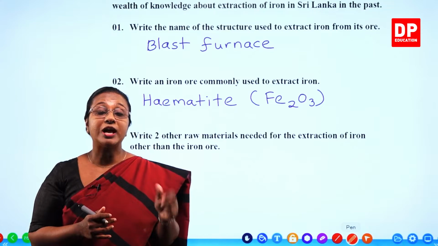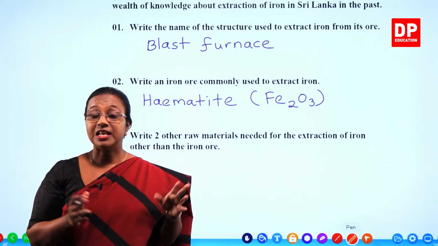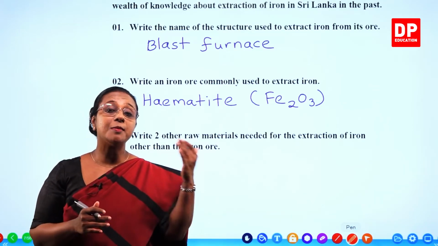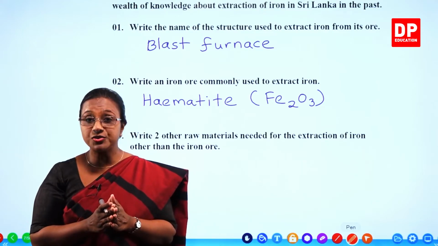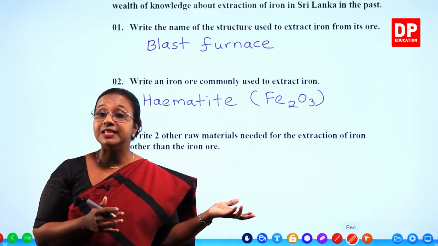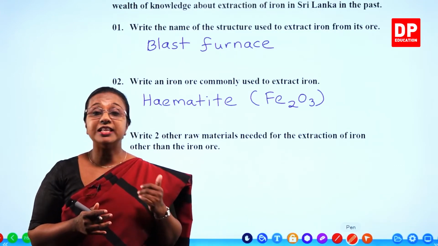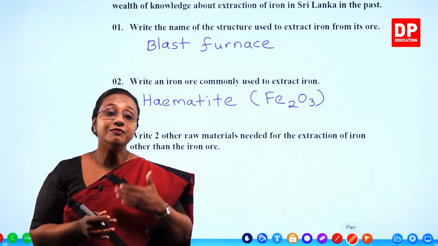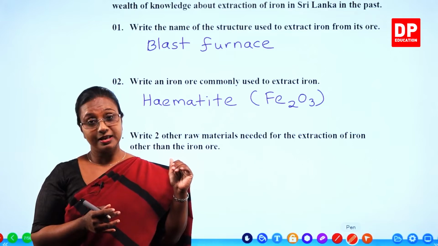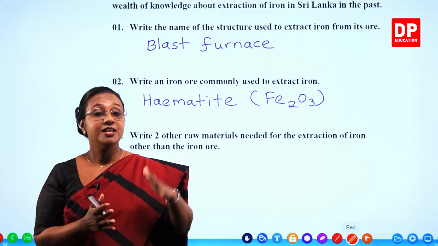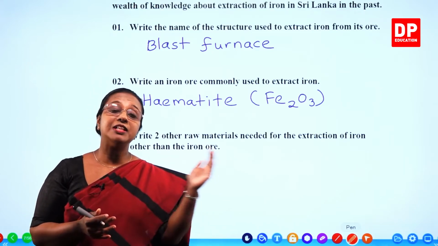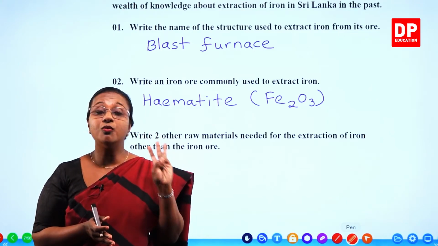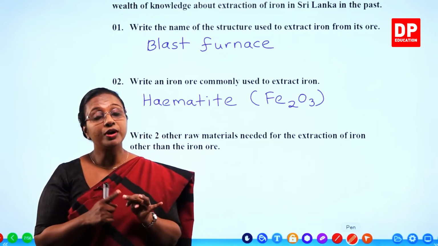So the second one is coke. And the third one, you all know, limestone. Limestone is calcium carbonate. Why do we use that? Calcium carbonate decomposes to form calcium oxide, and calcium oxide combines with silica and alumina, the impurities present with hematite, and they form slag. Slag is the way in which the impurities are removed, and it also prevents the reaction of iron with other substances within the blast furnace. So you need to know why the 3 raw materials are used: hematite, coke and limestone.